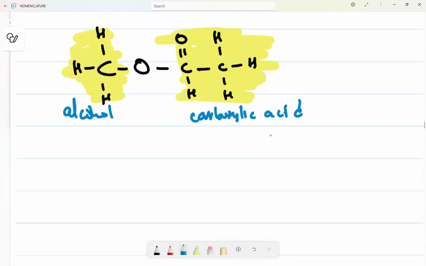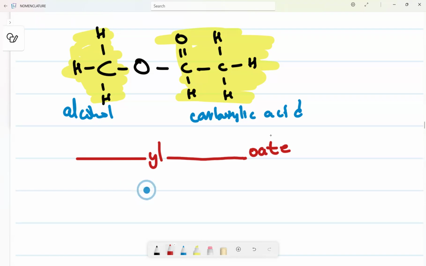Remember when I name, if I want to name this one, it's going to be something -yl, something -oate. What is that something? The something is from the alcohol. Remember, -yl is from the alcohol. Number of carbons here, 1, meaning it is going to be methyl. Methyl what? Number of carbons in here, it is 1, 2. Here the numbering does not matter as long as you know the number of carbons. Number of carbons from the carboxylic acid, 2. What is 2? Ethan. Ethanoate. Like that. Methyl ethanoate.